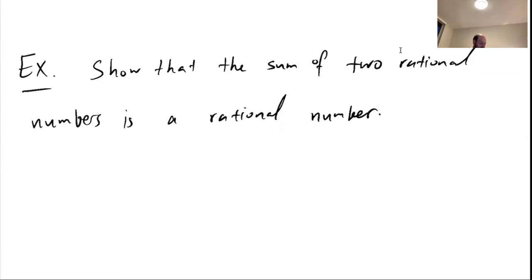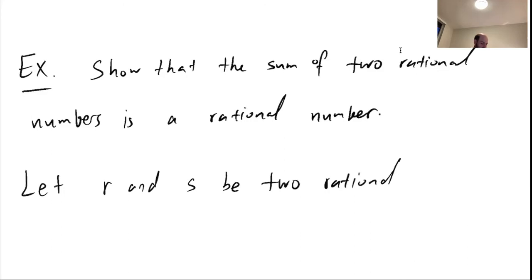How can I prove in general? We said if you want to write a proof in general, you can always start your proof by saying, let, for example, R and S be two rational numbers. All right, so I consider two arbitrary rational numbers. I call them R and S. They could be anything. I'm not giving any examples.